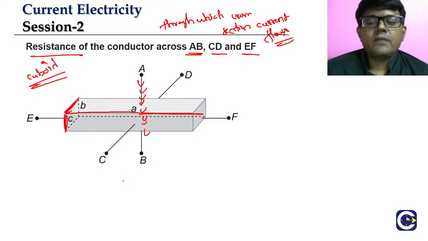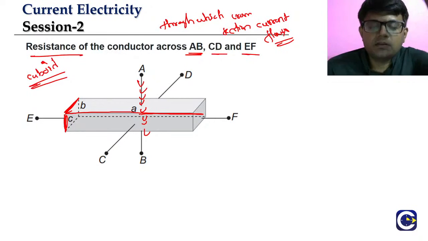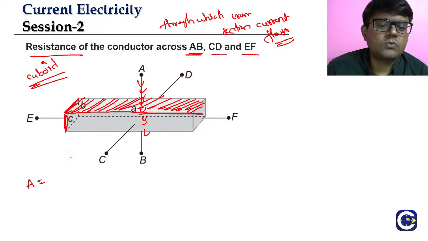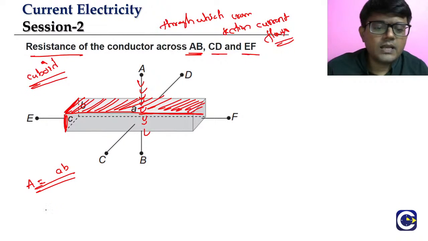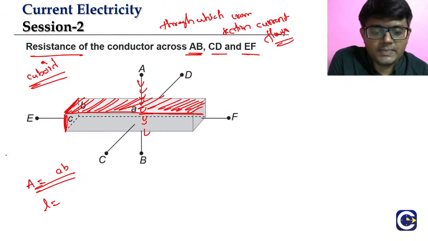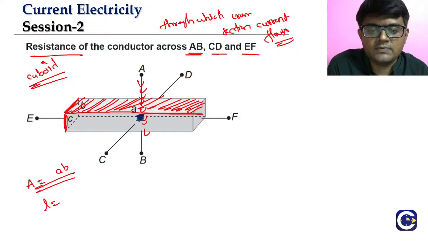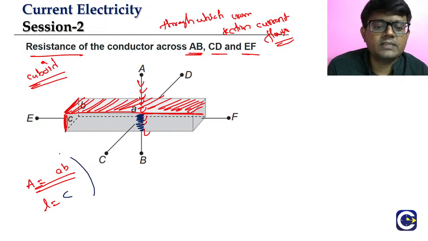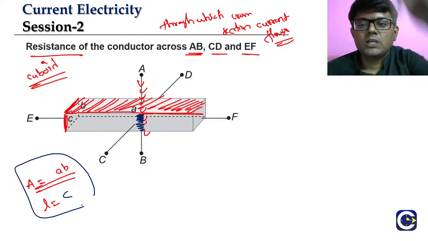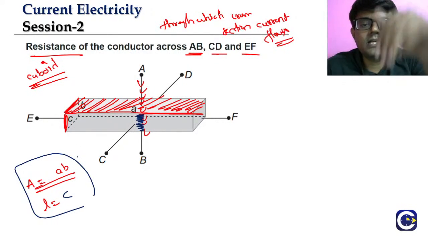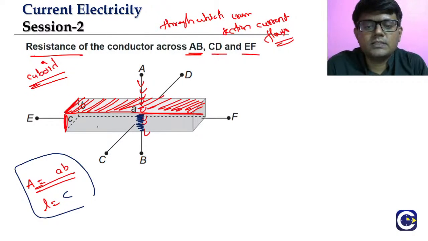When you say that the current is flowing in that AB path, what is the area through which it will be passing? The area will be equal to A into B, length into breadth. And what is the length of the conductor that will be measured here? It is C. So the length of the conductor is C.